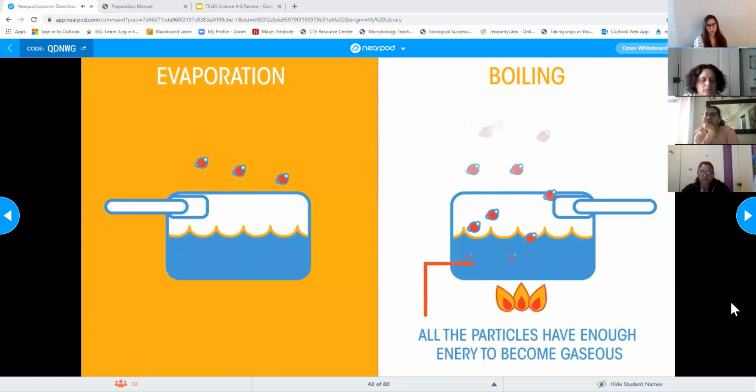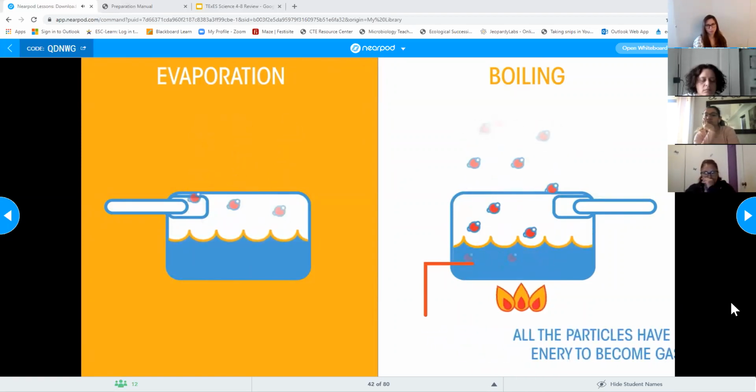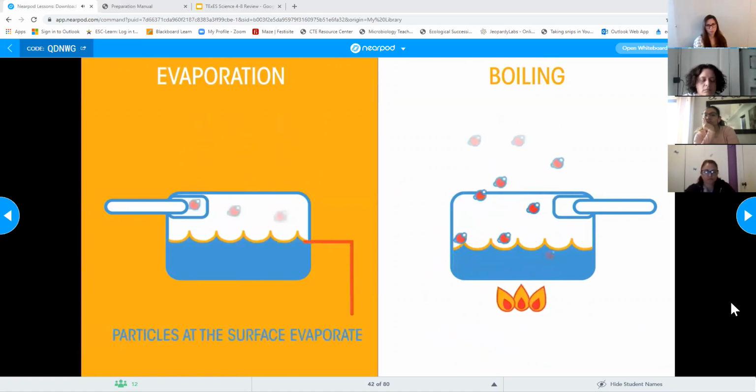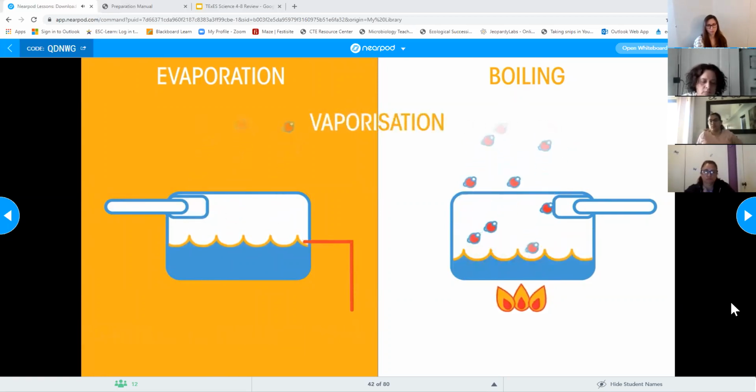But water standing in a pan that is not being heated by anything other than the environment can also turn into a gas. This is evaporation. Only the particles at the surface have enough energy to change from a liquid to a gas. Hence, evaporation is a slower process than boiling, even though it achieves the same state change. Both are types of vaporization.